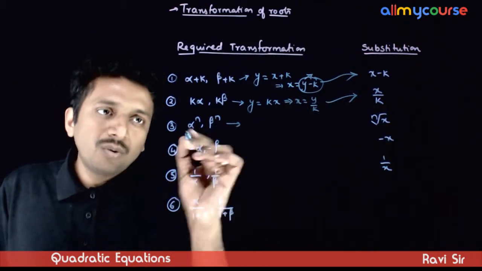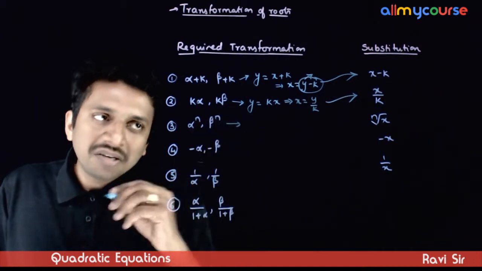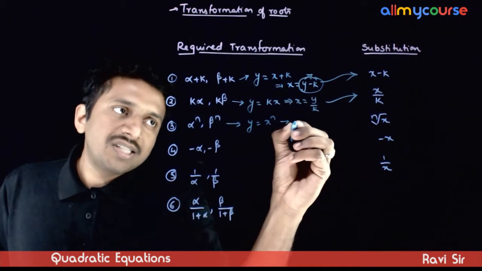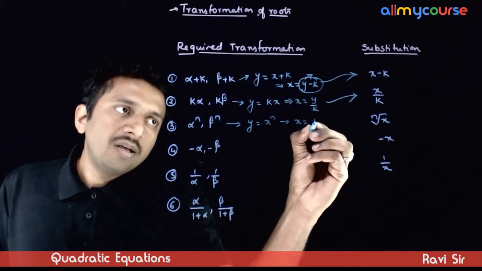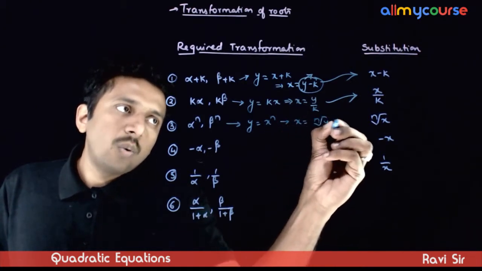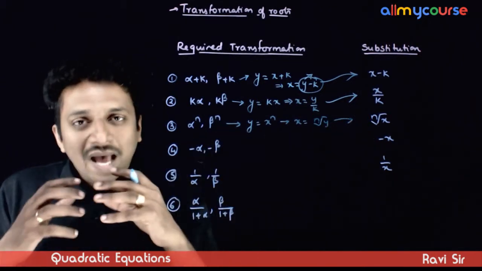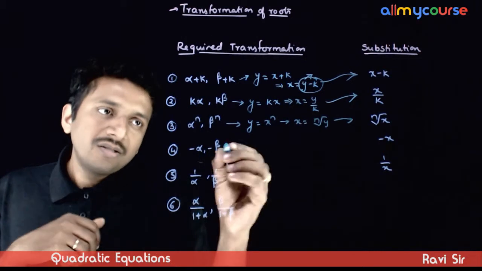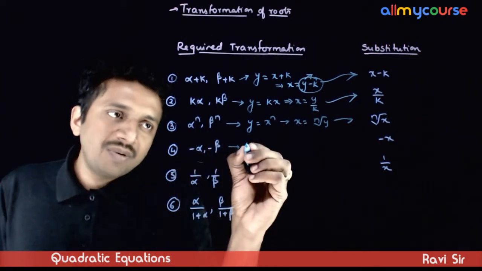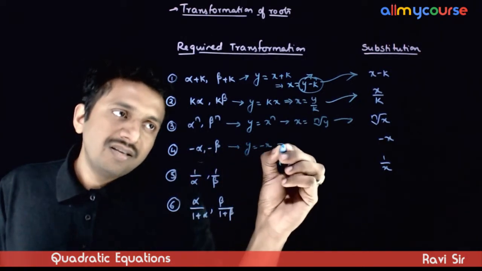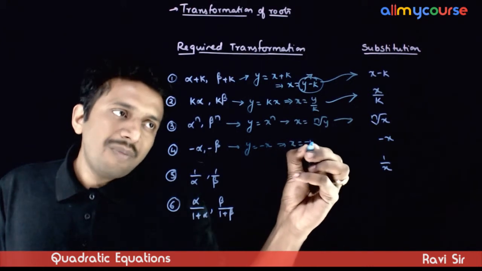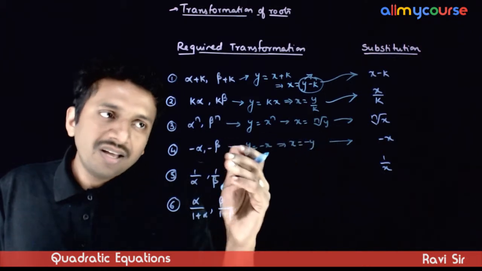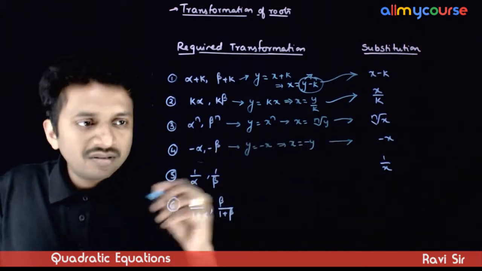And if you want the roots to be alpha power n and beta power n, so you just need to put y is equal to x to the power n. So what is the substitution? x is equal to nth root of y. So you have to put the reverse substitution of whatever transformation you want. So you want minus alpha and minus beta, that is y is equal to minus x. This implies x is equal to minus y. So you get the same transformation. You just need to put minus x in the place of x.